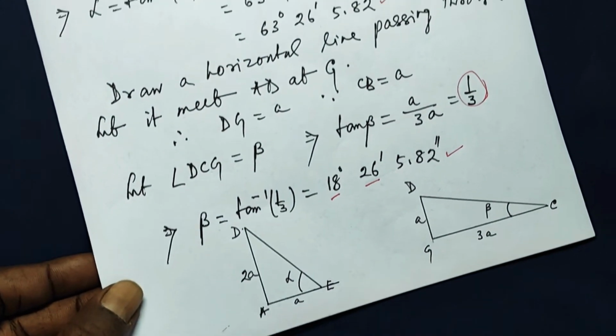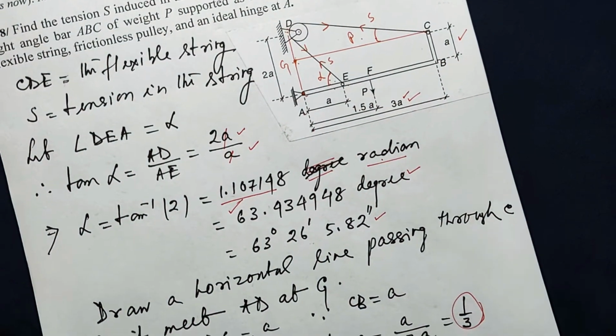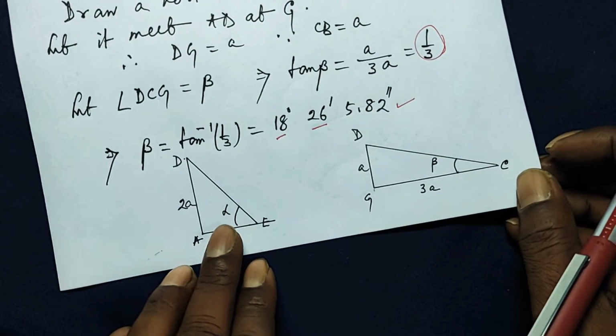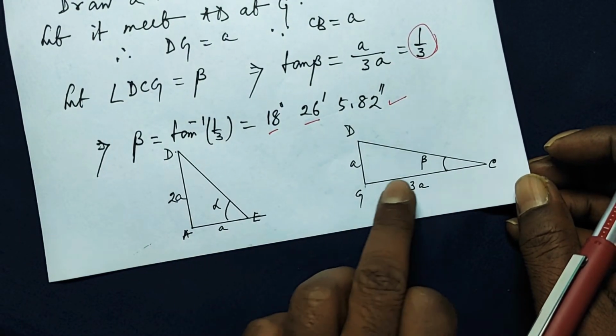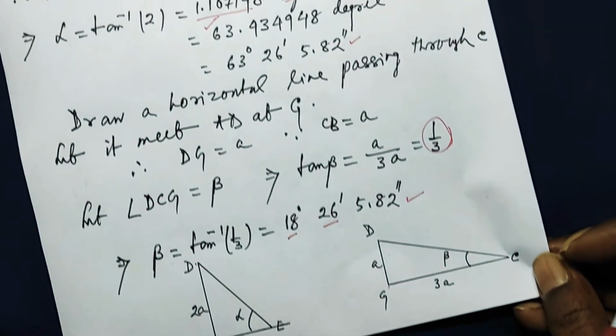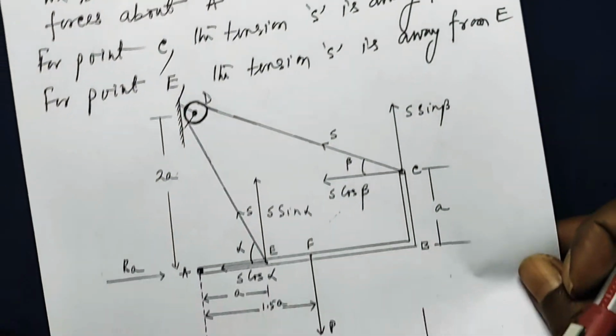The angles that I just explained here as alpha and beta, I have shown in a different diagram. So tan of alpha is 2A over A, tan of beta is A over 3A. So alpha and beta are calculated. Now let me redraw the diagram. It's already redrawn for you.